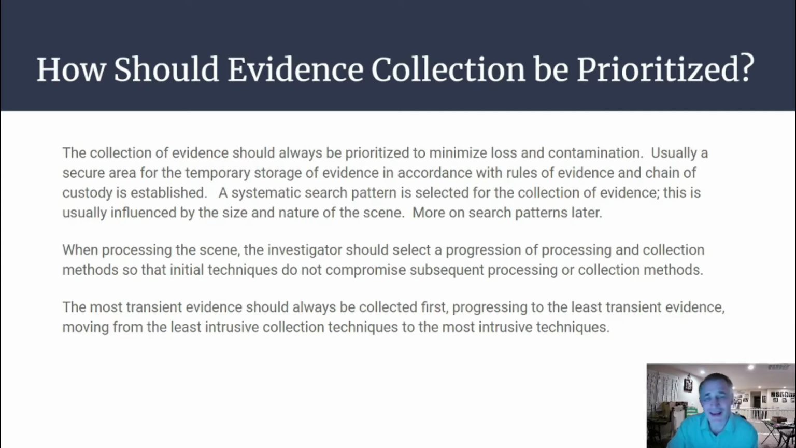So the most transient evidence should always be collected first, progressing to the least transient evidence, and then moving from the least intrusive collection technique, right? Swabbing blood samples, for example, to the most intrusive techniques, putting down fingerprint dust all over everything.